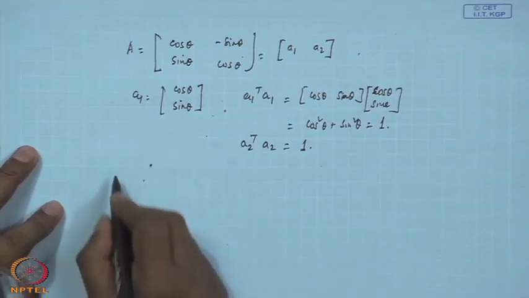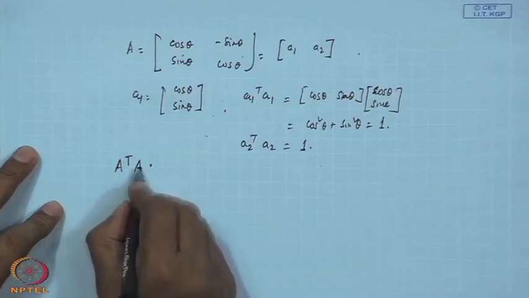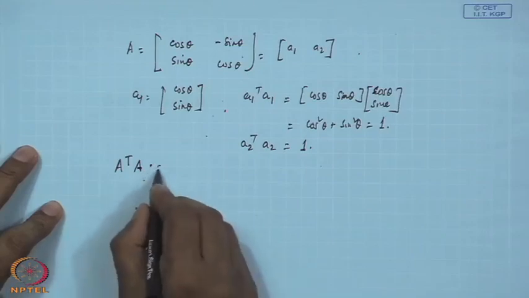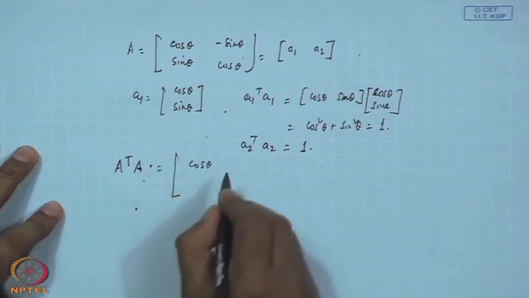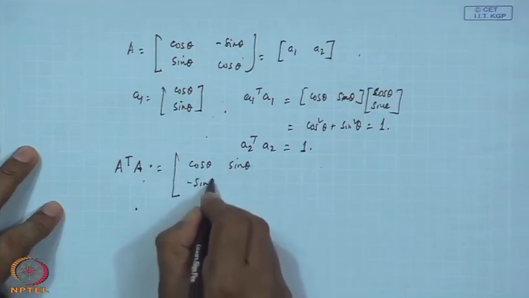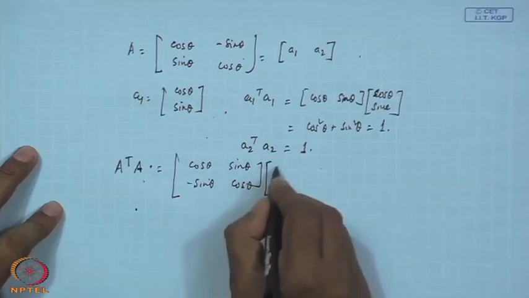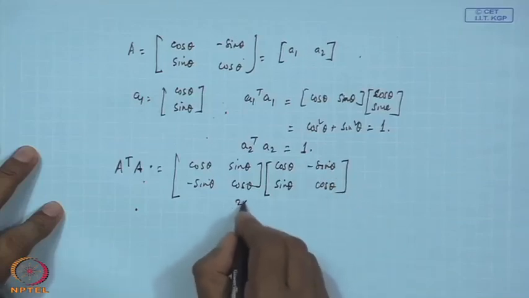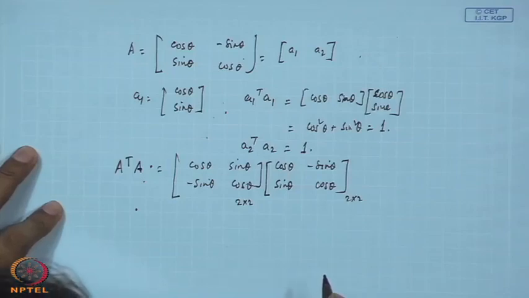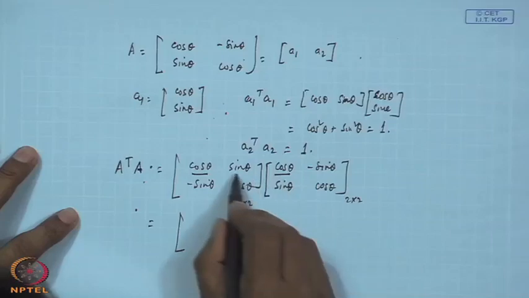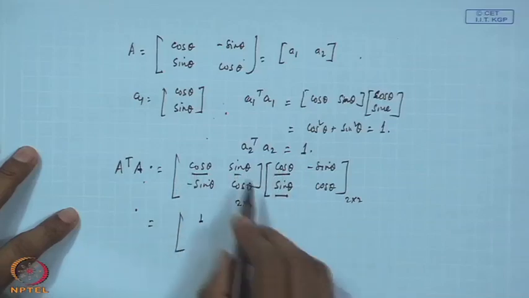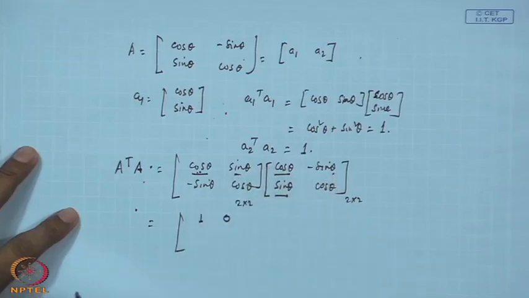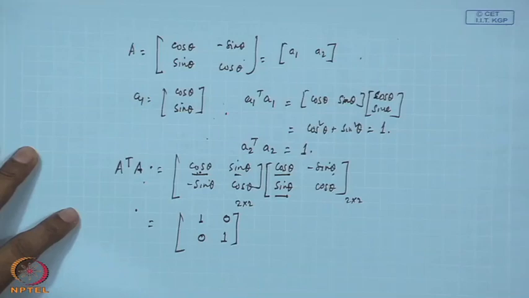Correct? Now, if I want to know what A transpose A is, that will be cos theta sin theta, minus sin theta cos theta, into A, which is cos theta sin theta, minus sin theta cos theta. This is 2 cross 2. Cos sin plus cos square theta plus sin square gives 1. Then cos minus sin minus cos will be 0. So we get 0, 0, 1. If you do A A transpose, you will get the same thing.